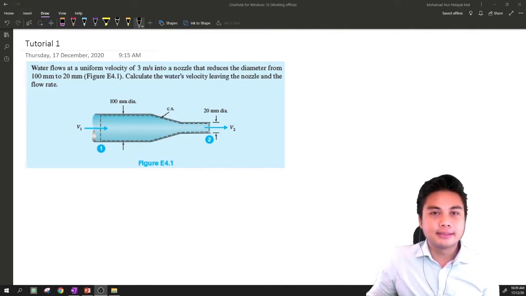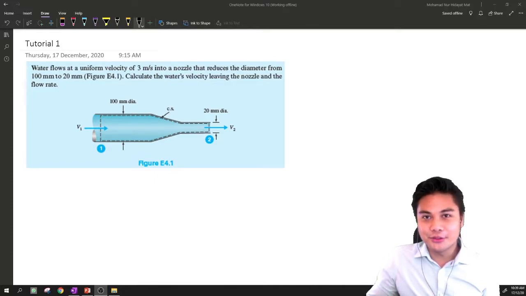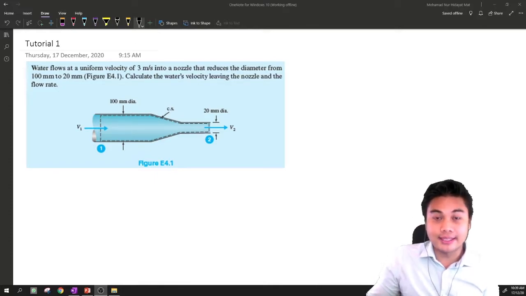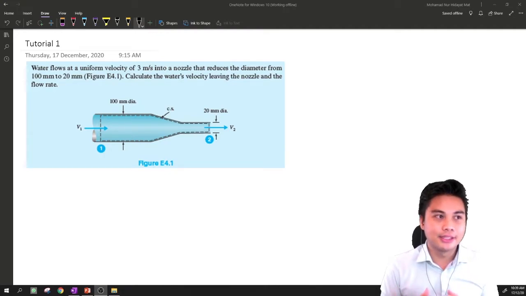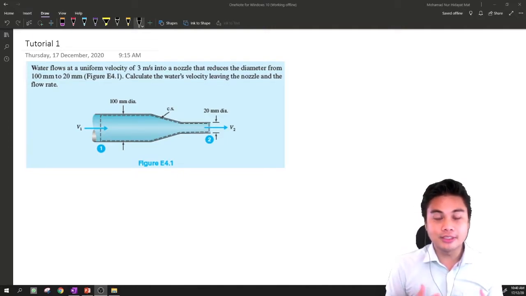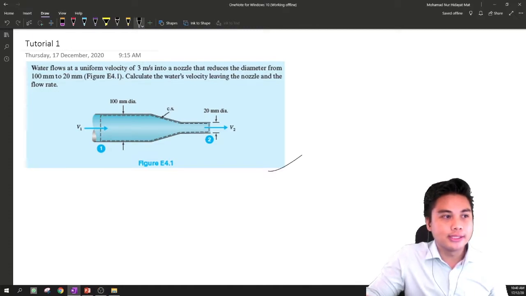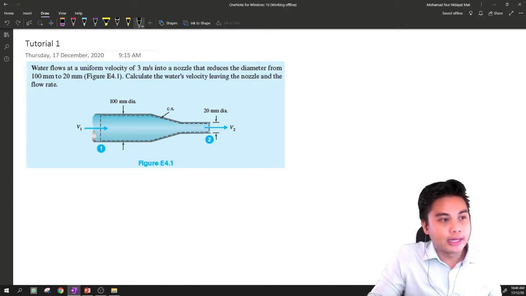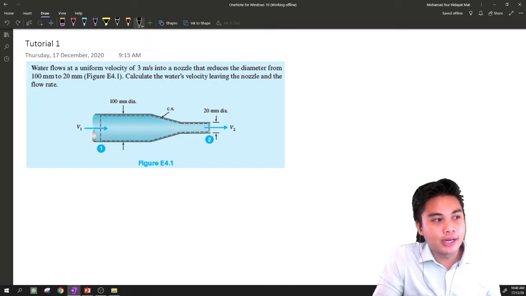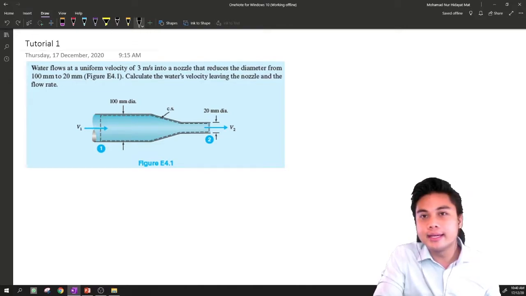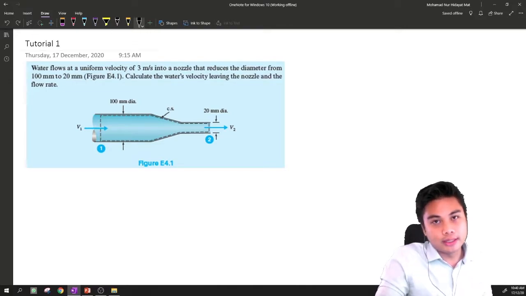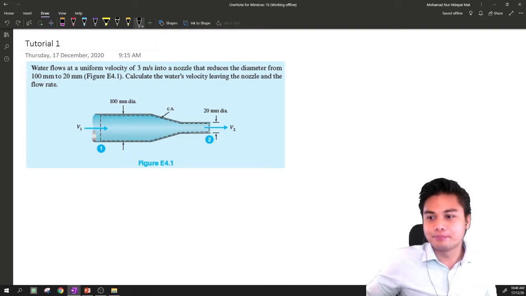So the first step is to analyze the question. The question asks to determine the water leaving velocity, which is the velocity at the outlet. We consider point number 2 as the outlet and point number 1 as the inlet. And then the question asks to find the flow rate, which is the volume flow rate of the water.